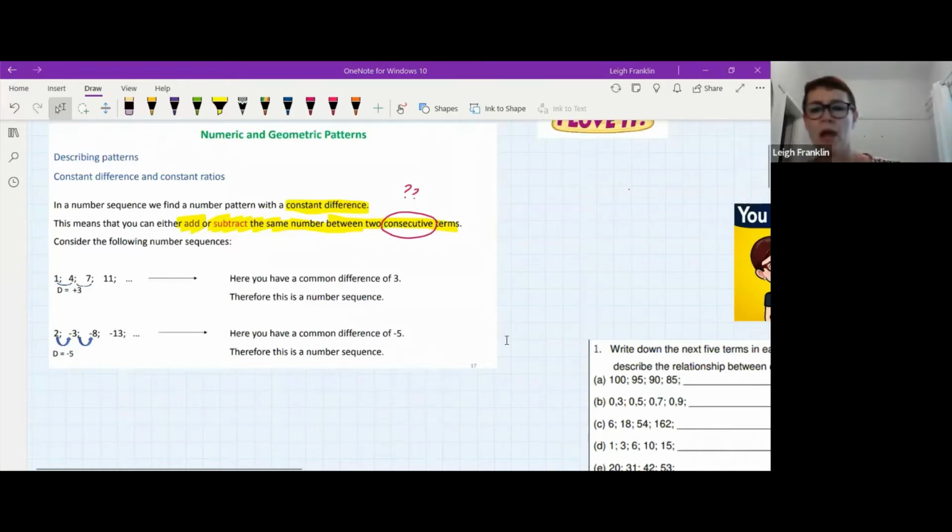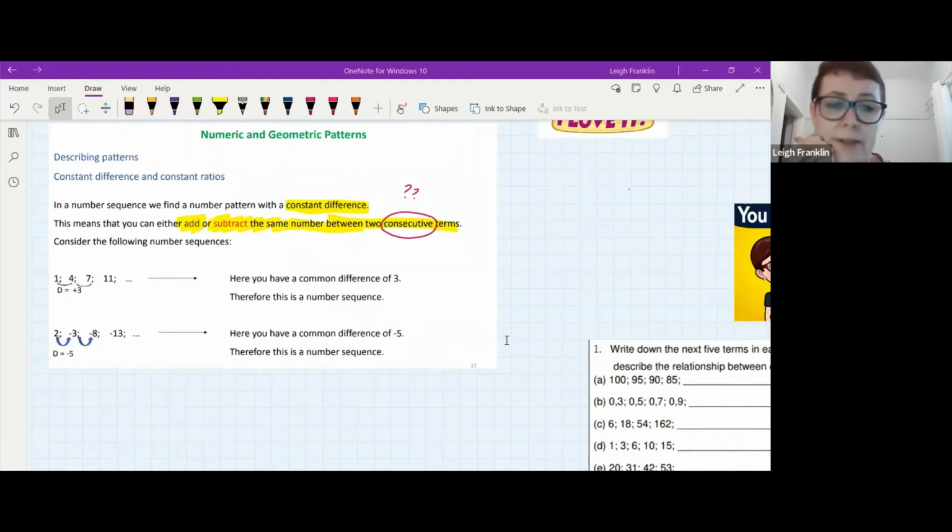All right, so patterns that have a constant difference, you would either add or subtract the same number to move from one term to the next. So if we have a look at the number pattern that I've put on the board, we've got 1, 4, 7, 11. So we would consider 1 to be the first term. 4 is the second term. 7 is the third term. 11 is the fourth term. Okay, so those are the consecutive terms.